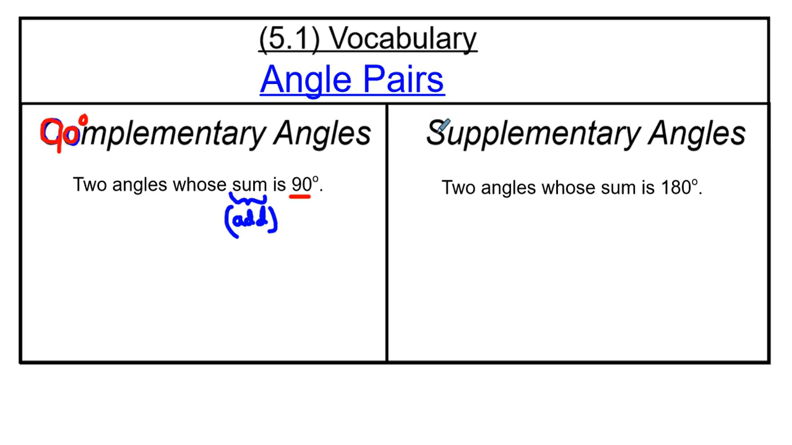Supplementary, I can make the S into an 8, and that's a bit of a stretch, but I can make the U into a 0, and then I can just throw a 1 out front, so 180 degrees. A little bit more of a stretch here, but like I said, it stuck with me all this time, so I figured I might as well share it with you. It might help you also remember complementary versus supplementary angles. Complementary angles, their sum is 90 degrees. Supplementary angles, their sum is 180 degrees.